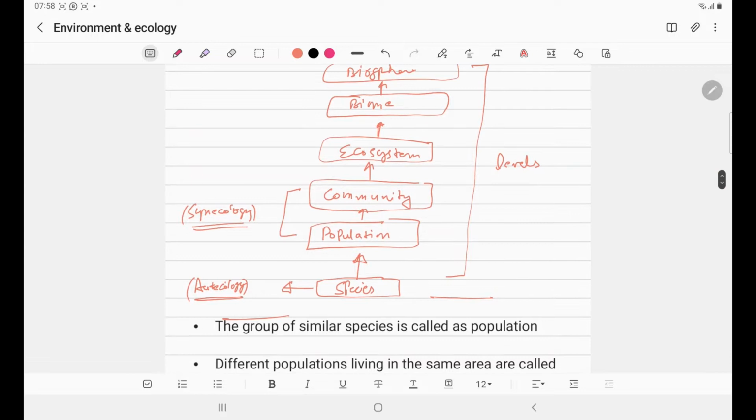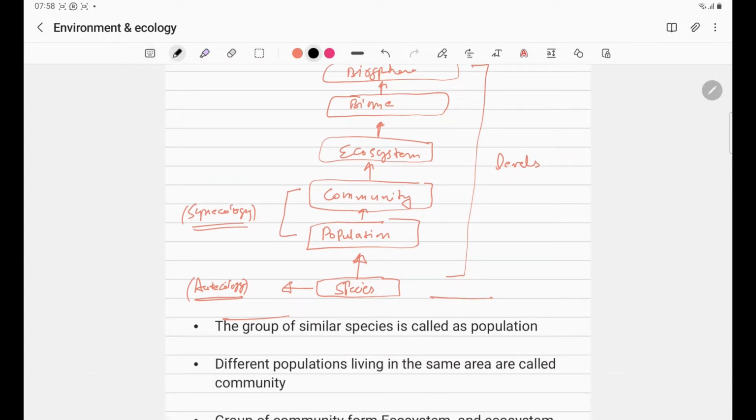So this is the slide in which we said that individual species come together and form a population. Then populations of different species combine together and form a community. The synecology study is the study at population level and community level. You can refer to this lecture for further clarity. Let me take you back to the present slide.